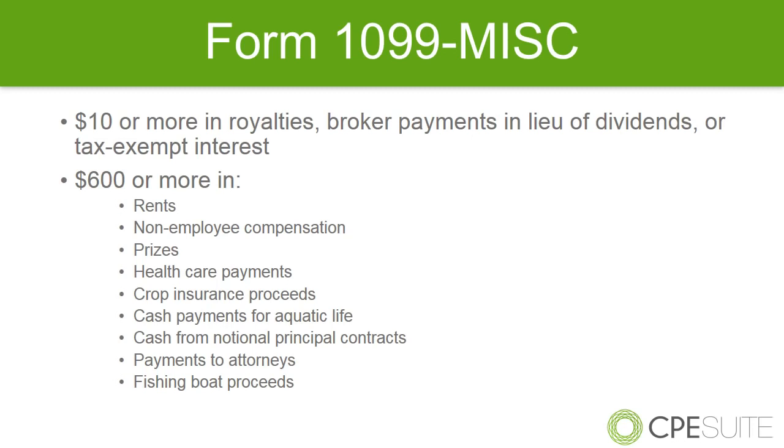So any business taxpayer that pays $600 or more in rent, non-employee compensation, prizes, healthcare payments, crop insurance proceeds, cash payments for aquatic life, fishing boat proceeds, payments to attorneys. That's the one that I think is amusing. Or cash from notional principal contracts. These are where we have to always make sure we are looking for this $600 threshold.